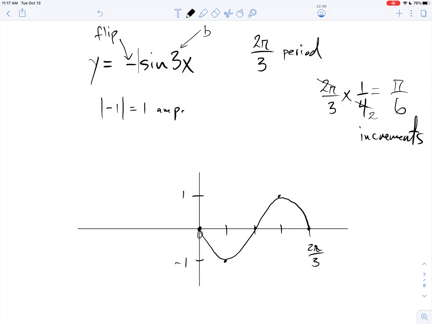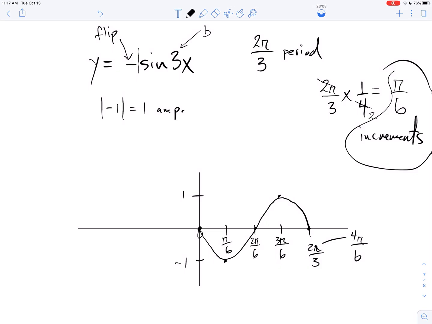But don't make a rookie move. Tell me what these increments are. Oh, yeah. That's pi over 6. Now, I could call this 2 pi sixths. I could call this 3 pi sixths. I could call this 4 pi sixths because I'm counting by 6. Those are my increments. But we never do that because we reduce our fractions.